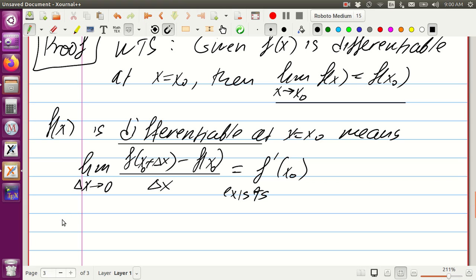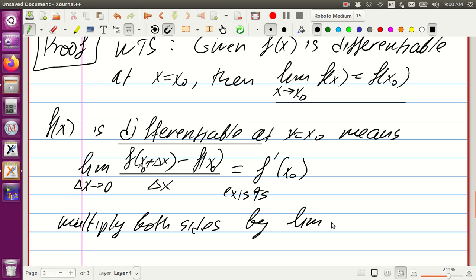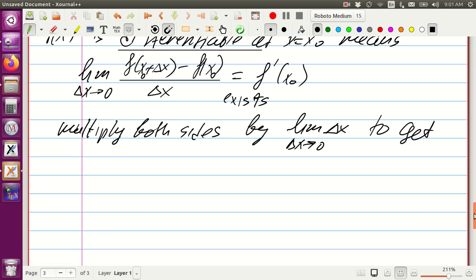So what we're going to do, we're going to multiply both sides by limit of delta x when delta x approaches 0. And delta x is really small, so it's not really 0. So this is fine. So what do we get if we do that?